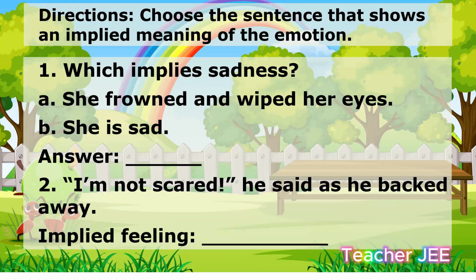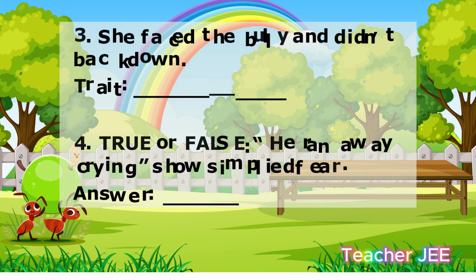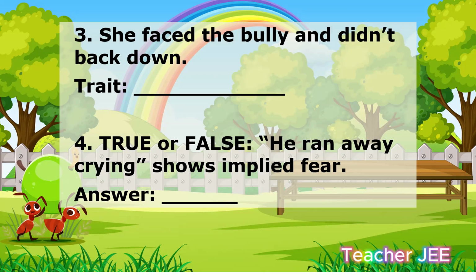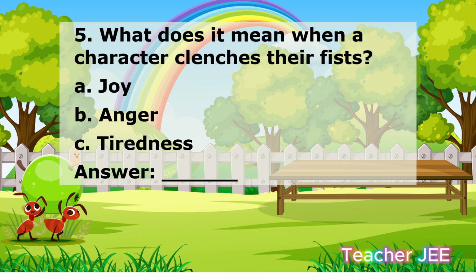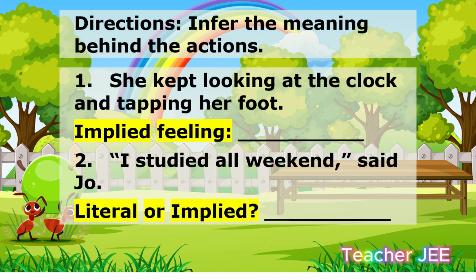Now, choose the sentence that shows an implied meaning of the emotion. You can pause the video while reading and answering. Number 3 and 4. Just pause the video and continue answering, and just replay the video or play the video onwards after answering. What does it mean when a character clenches their fist? Infer the meaning behind the action. Pause the video and answer.